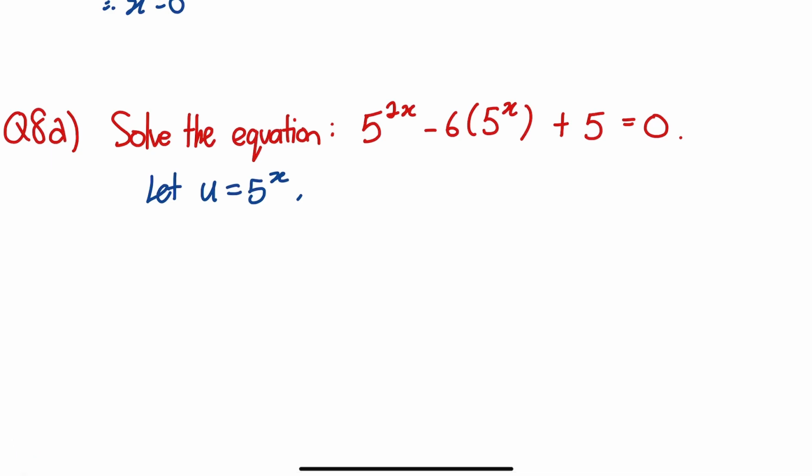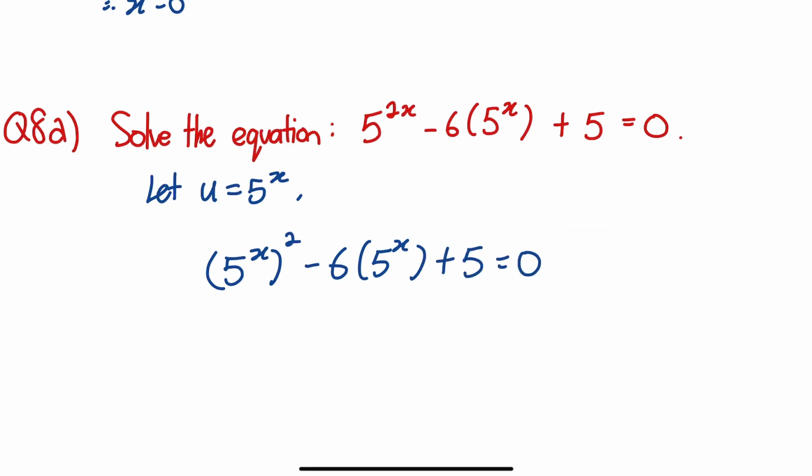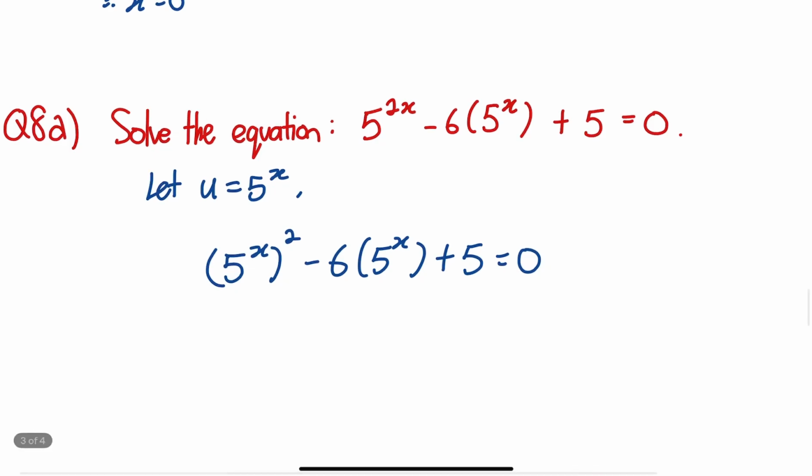So over here, solve this equation. I will first extract out 5 power x from here. I do not see a 5 power x here, but 5 power 2x. So by rewriting this equation, I should get 5 power x, the whole thing squared, minus 6 times 5 power x plus 5 equals 0. I now replace the 5 power x by u. I will get u squared minus 6u plus 5 equals 0.